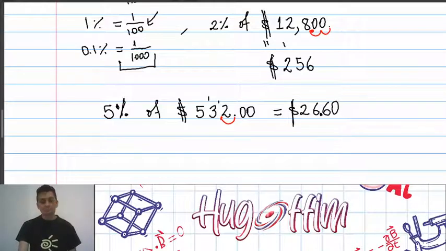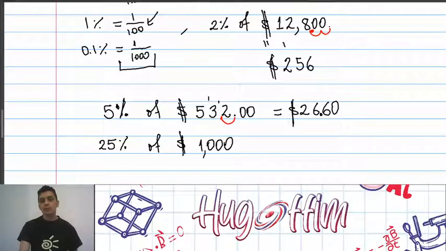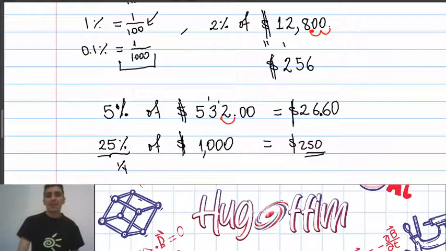Let's say that you get asked to get the 25% of 1000. Remember that 25% is just divided by 4, so for 1000 it will be 250. This is how you can calculate percent.